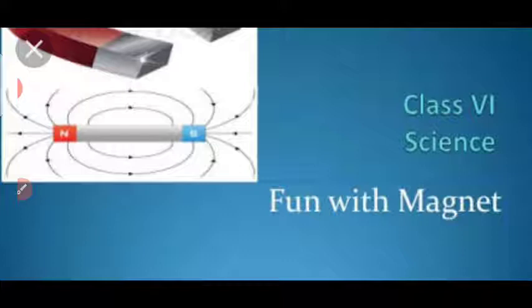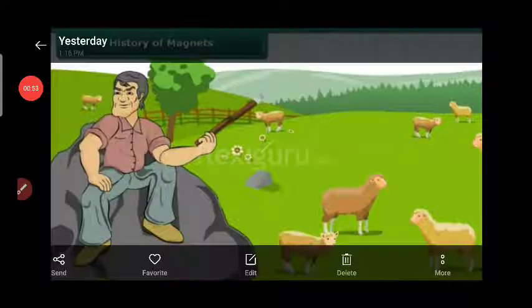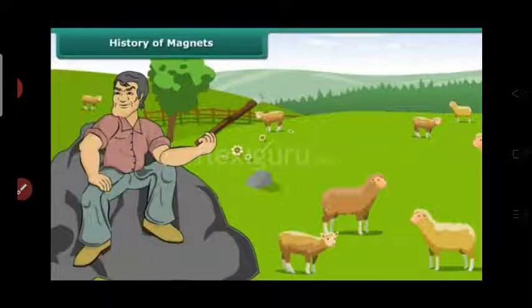So the most common story which is heard is that of a shepherd. Shepherd, a person who rears sheep. So he was a shepherd whose name was Magnus, and as a part of his daily routine, he used to take his sheep for grazing in the field, and one fine day something different happened. He discovered a mysterious stone, and what was the mystery behind the stone he found? There was a stone that attracted his stick.